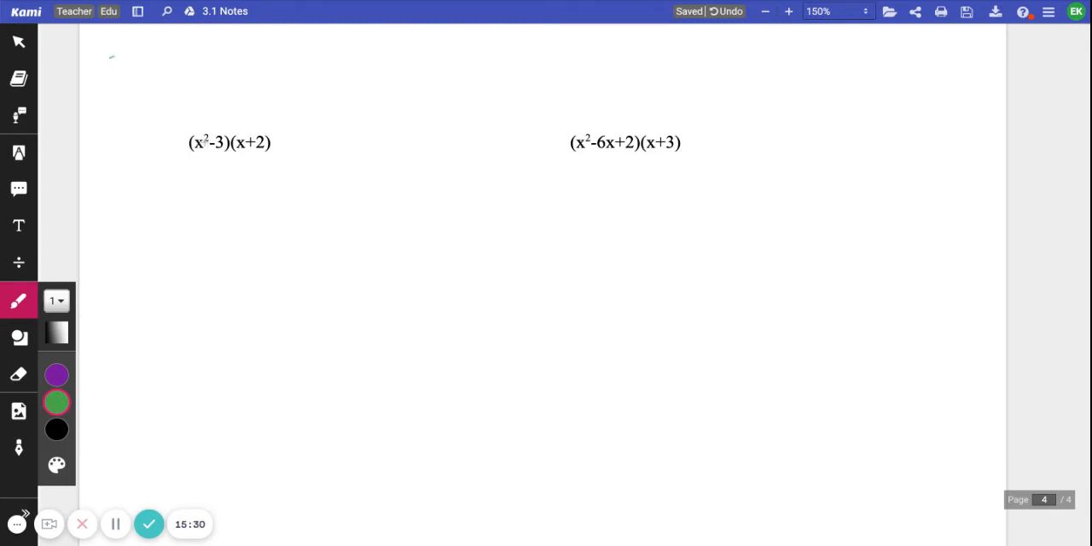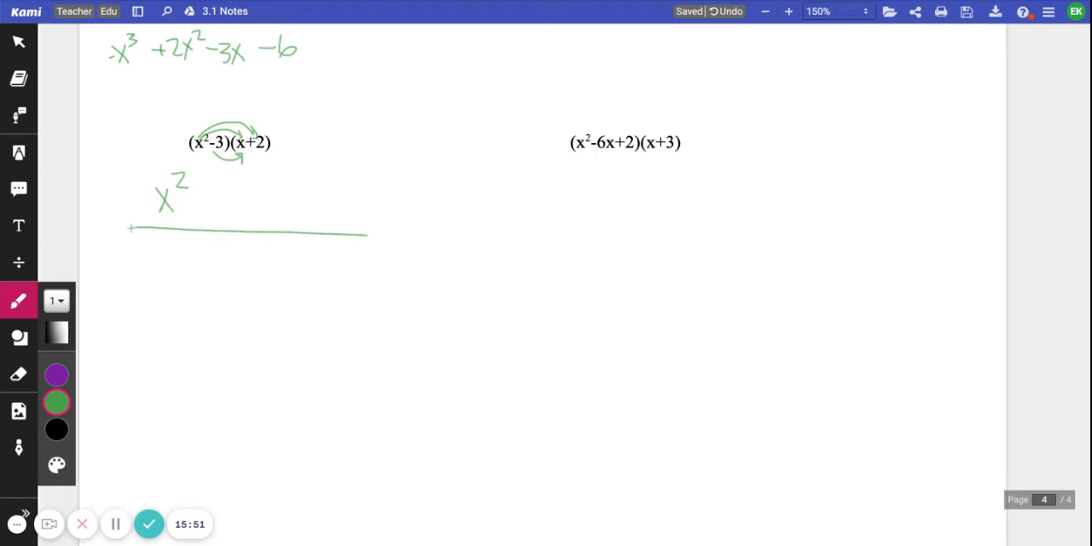Well, I'll show you both. So we have x squared times x, which is x to the third. X squared times 2 is plus 2x squared, negative 3 times x, negative 3x. Ooh, I'm sorry, that should be 2x squared. And then negative 3 times negative 2 is negative 6. No like terms, can't combine anything. That's your answer.